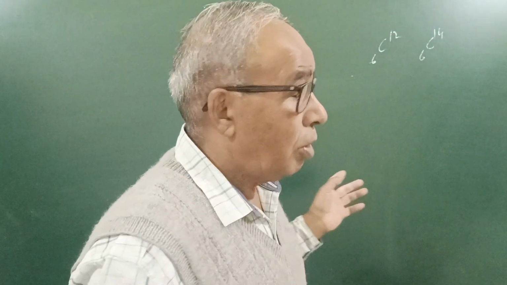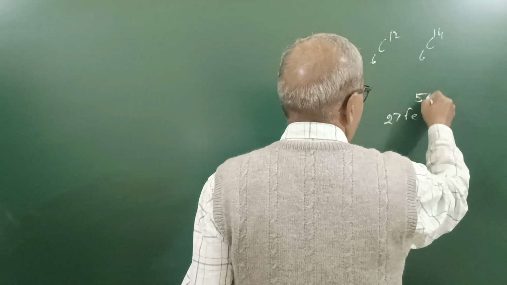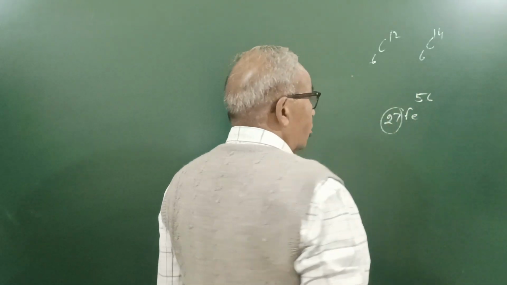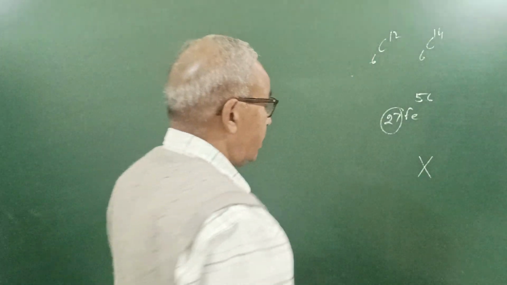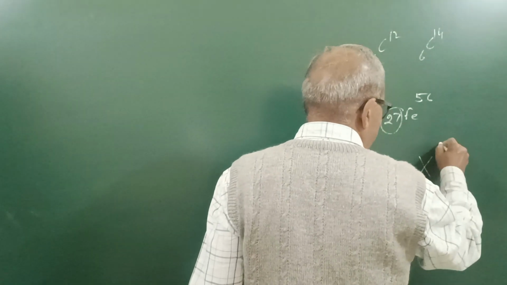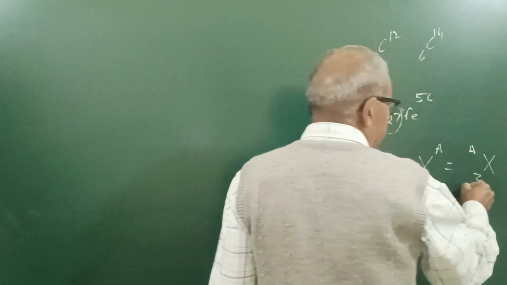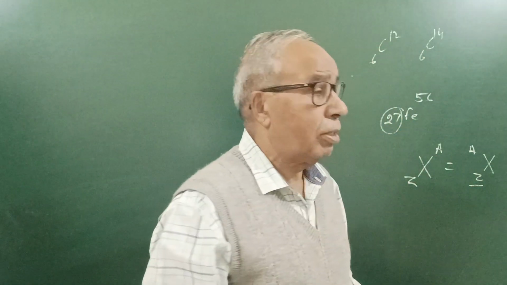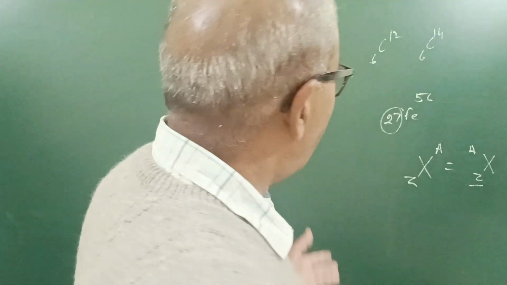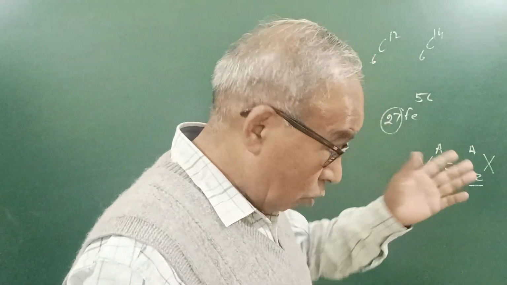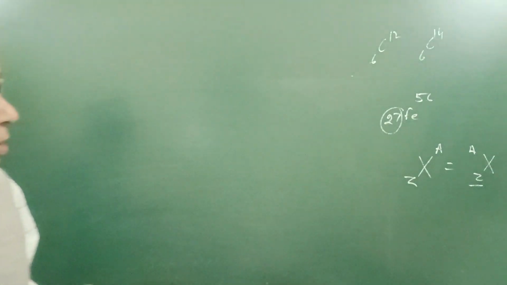14, or we write 27Fe56. Here 27 is atomic number, this is mass number. If this is element X and we write Z here and A here, or some people write like this, NCERT will write like this. Z is atomic number, A is mass number. So mass number is the sum of the mass of protons and neutrons inside the nucleus. I will be telling you how the nucleus was obtained.